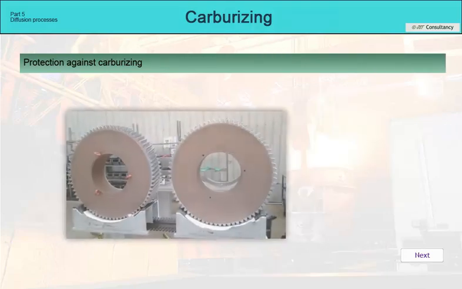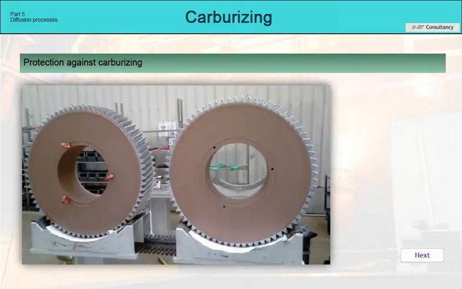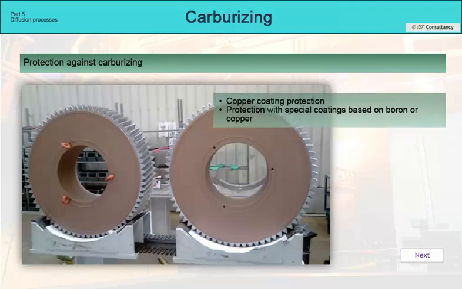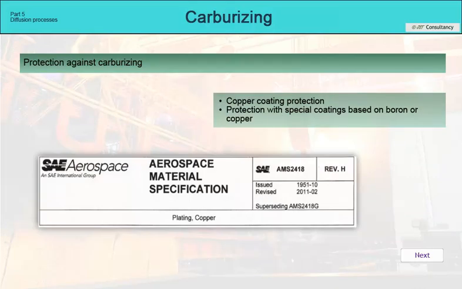In gas carburizing, special attention must be paid to masking, in case some surfaces of the component must not or can be carburized. Due to the penetration of the gas under atmospheric pressure conditions, it is very difficult to protect parts against carburizing with a protective metal sheath as we know it, for example, in plasma nitriding or carburizing. Therefore, two techniques prevail: copper coating protection and protection with special coatings. The copper coating protection process is described in AMS 2418.